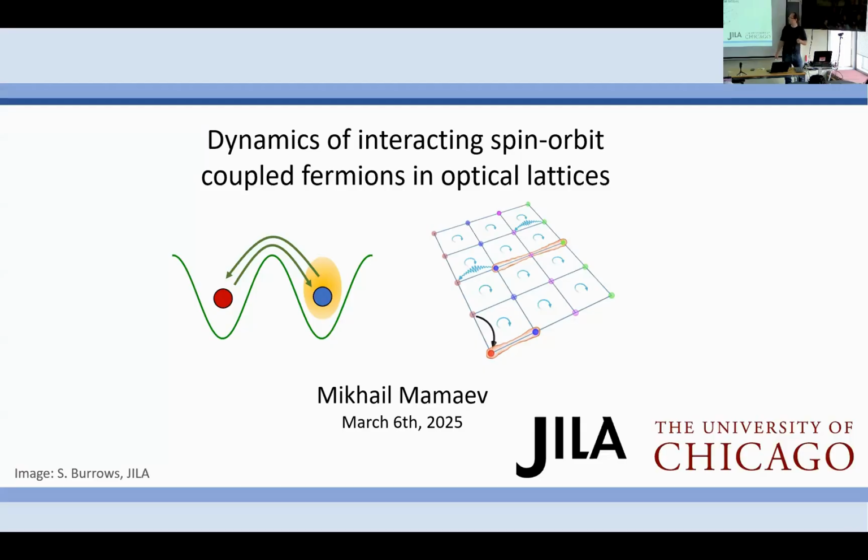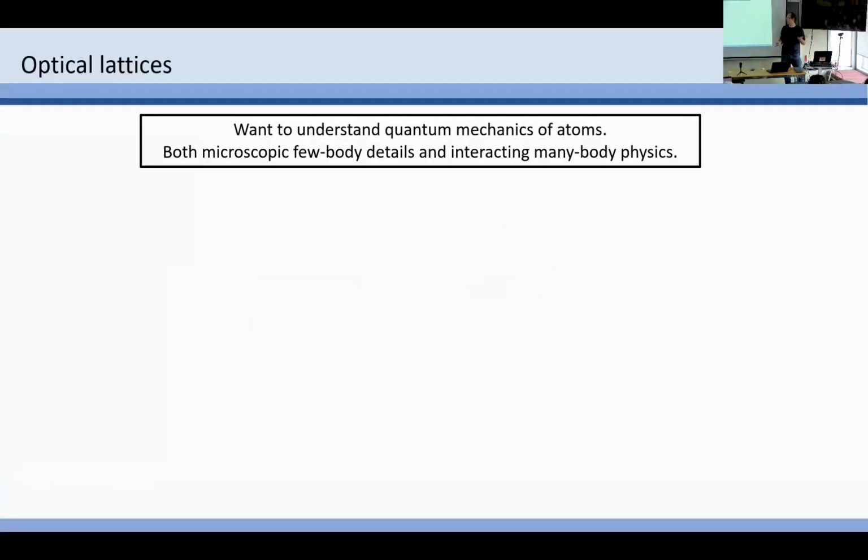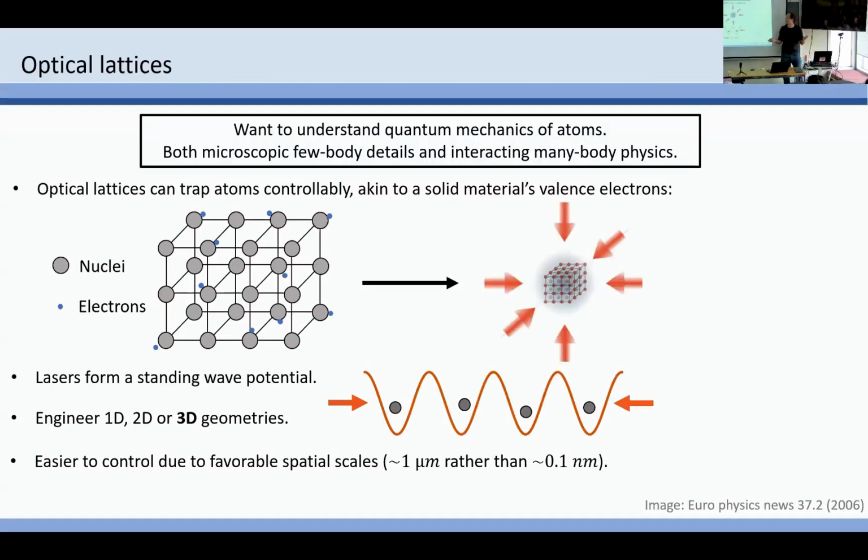What I wanted to talk to you about today was basically just dynamics of atoms in optical lattices. The broad overarching goal behind all of this is that we want to understand the quantum mechanics of atoms, both from a microscopic level for few-body details, and eventually interacting many-body physics as well. Now that sounds pretty generic, so the platform we want to consider is one that I probably don't need to introduce to most of you, which is optical lattices, which is essentially a system that can mimic a more conventional solid-state crystalline lattice with some valence electrons hopping around.